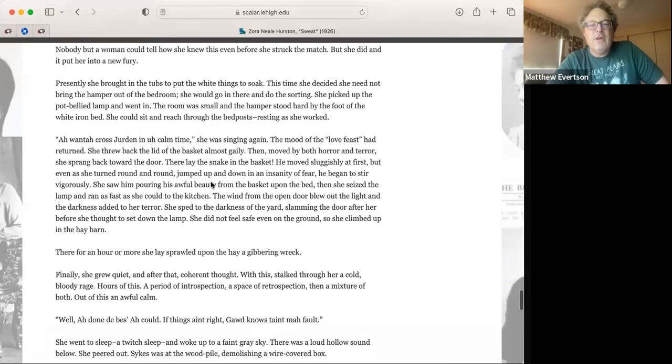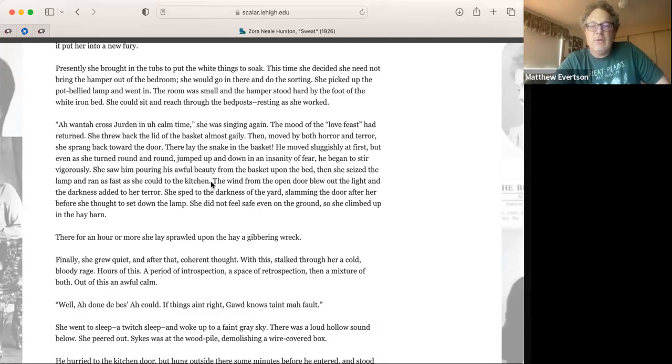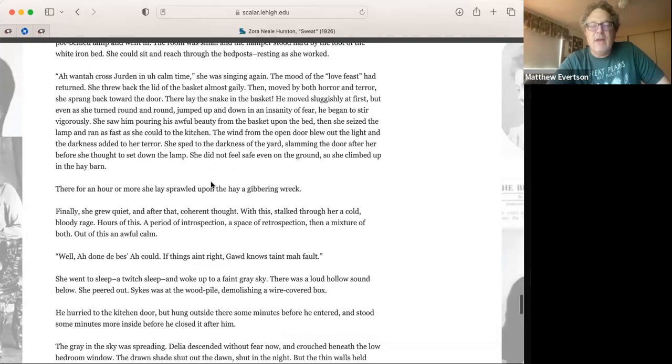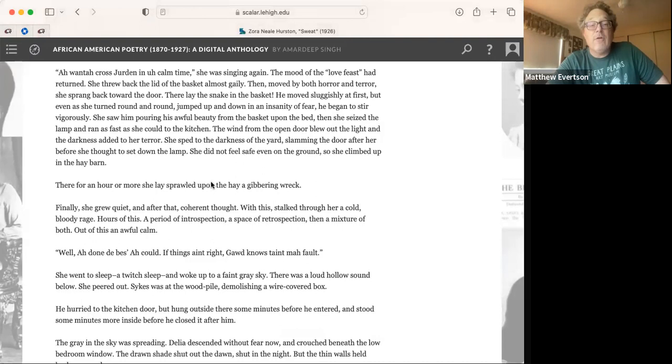But then she gets ready to start doing her laundry and she finds the snake, and she's singing the hymn, "I Want to Cross Jordan," in calm time. The mood of the love fest had returned. She threw back the lid of the basket almost gaily. And there's the snake. And so she goes running out. Sykes had intended for the snake to bite and kill her. But instead, now the snake is loose in the house.